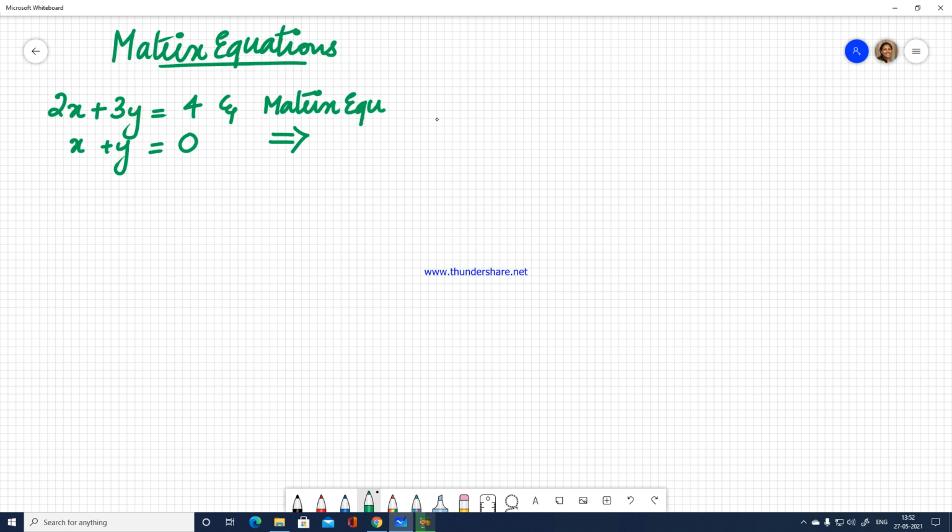So the general form of a matrix equation is AX equals B. Whenever you are given two equations, you need to convert them into a matrix equation. This is the general equation. Now, how do we write this in this form? Let's see what A is.